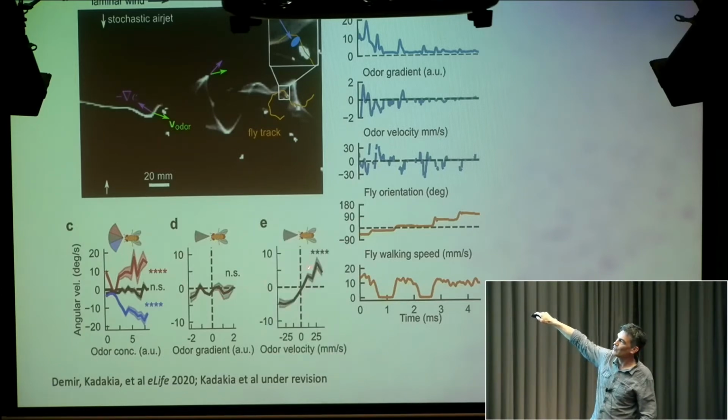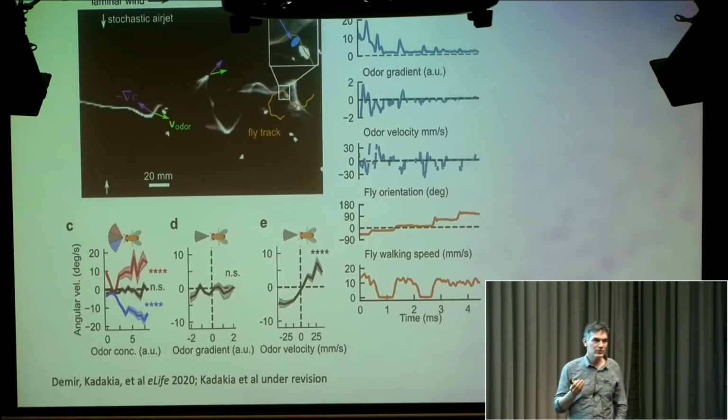But if you do that for the velocity, you see that there's a strong correlation. When the velocity is positive, which is in this direction, it's going to turn this way. If it's over here, it's going to turn this way. So there seems to be a correlation between the behavior and odor velocity. But that's just a correlation, so it doesn't really prove anything.